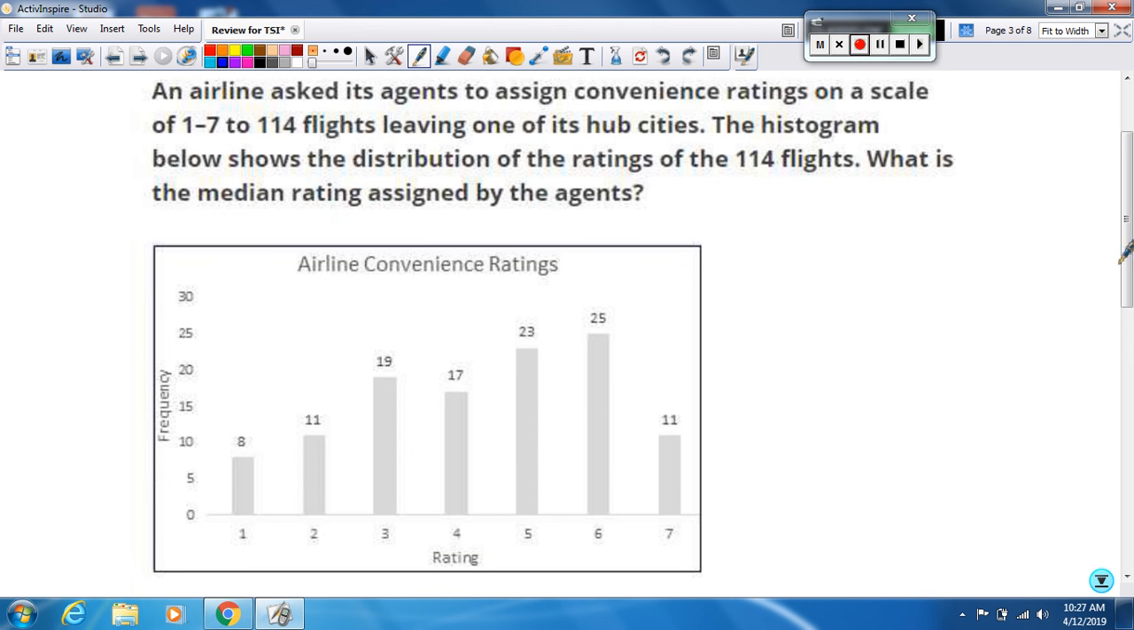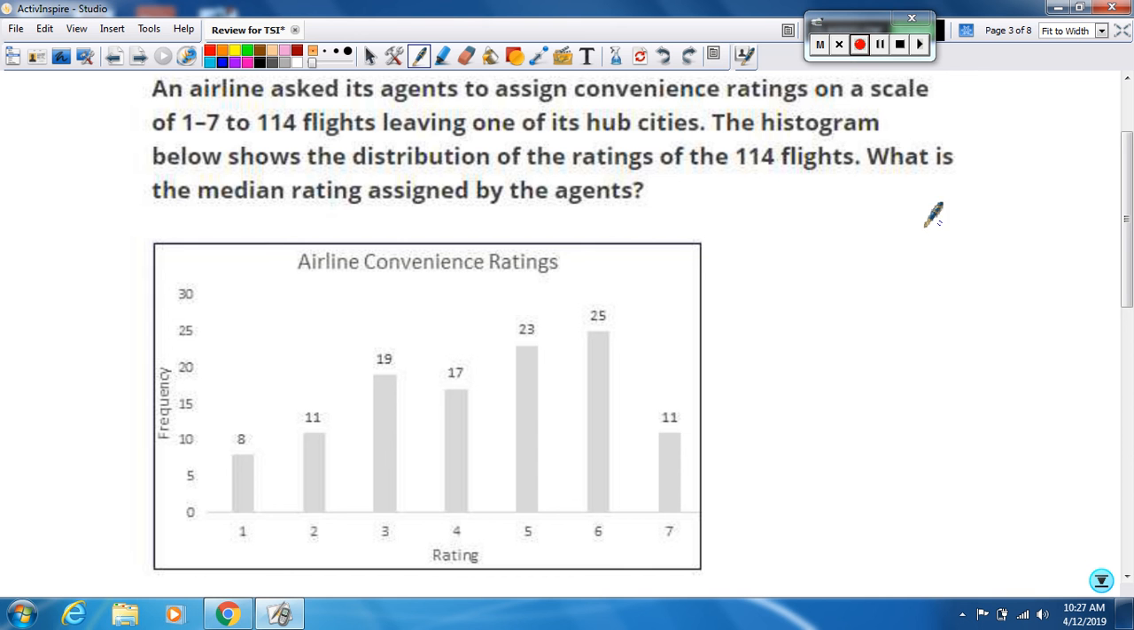An airline asked its agents to assign convenience ratings on a scale of 1 to 7 to 114 flights leaving one of its hub cities. The histogram below shows the distribution of the ratings of the 114 flights. What is the median rating assigned by the agents? Median, it's kind of like the median of a highway. It's the middle number.